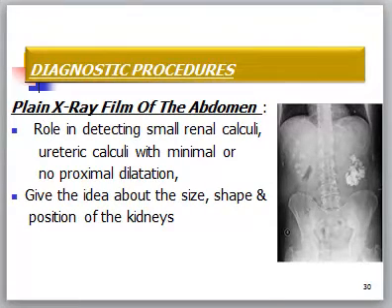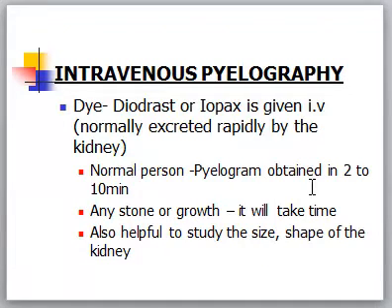Okay, and followed by that we are going to see intravenous pyelography. So diatrast or iofax is given, which is normally excreted rapidly by the kidney. In a normal person the pyelogram is obtained in 2 to 10 minutes. With any stone or growth it will take more time, and it is also helpful to study the size and shape of the kidney.